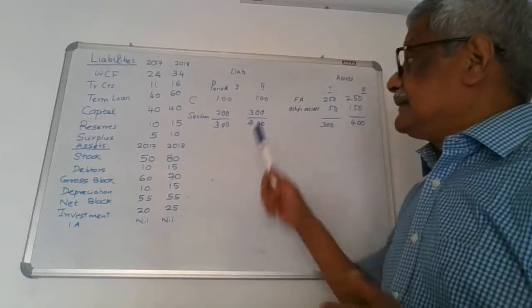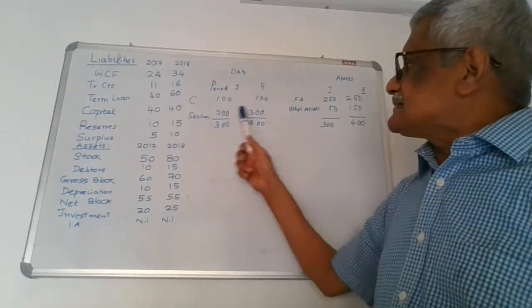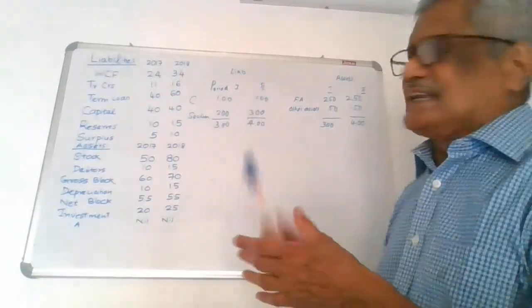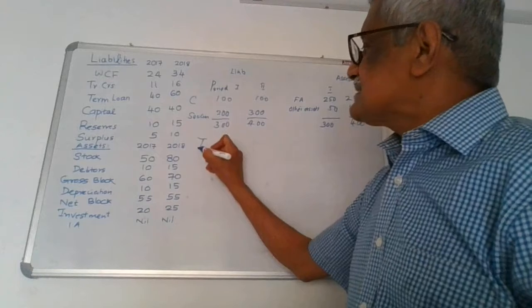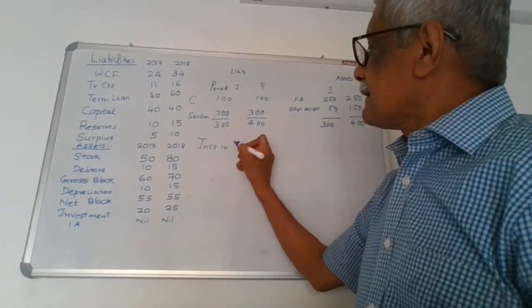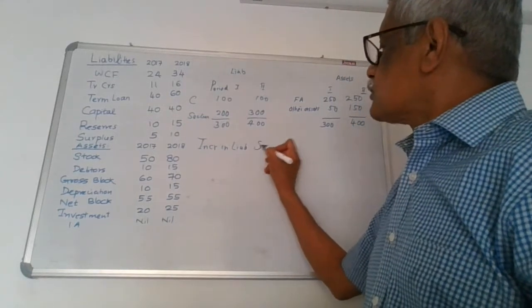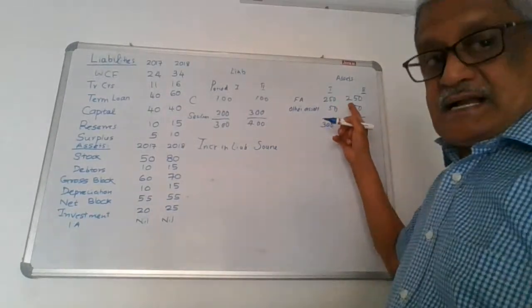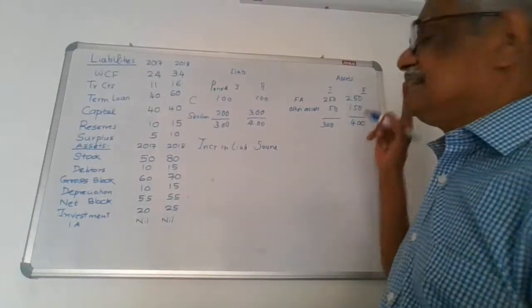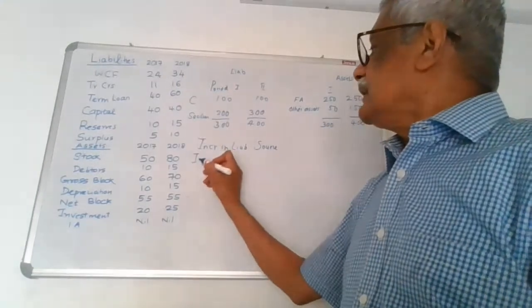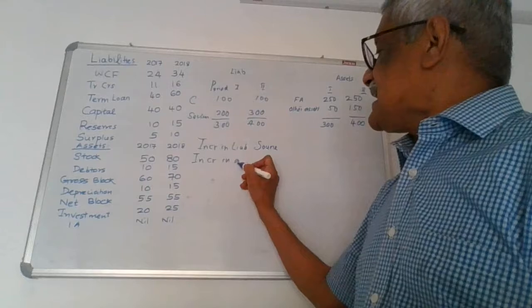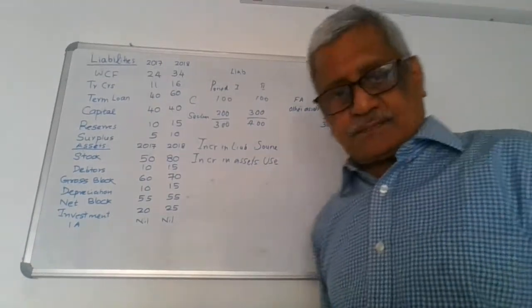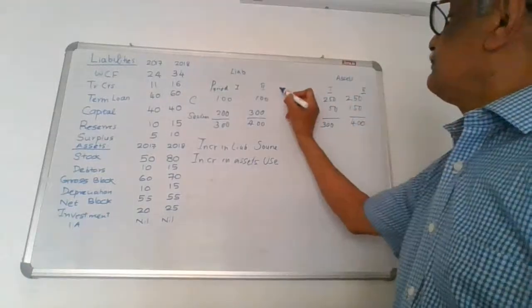So during the second period, what I have done is, I increased the secured loan by 100. That means an increase in liability is a source, and I have made that investment in the other assets. So an increase in assets is a use.